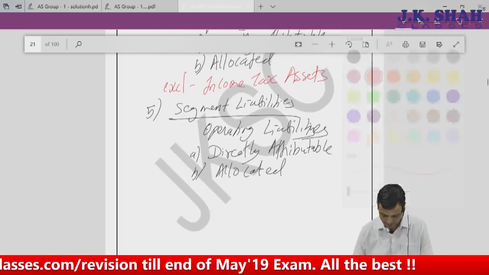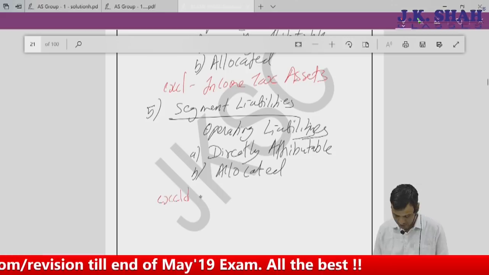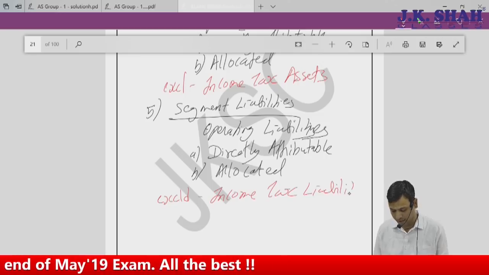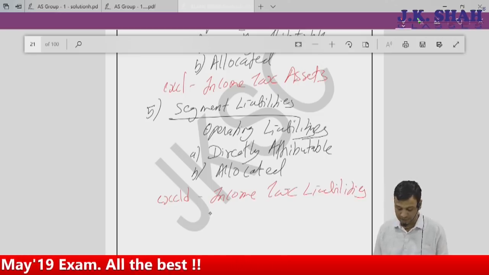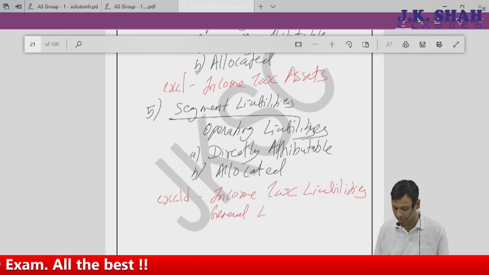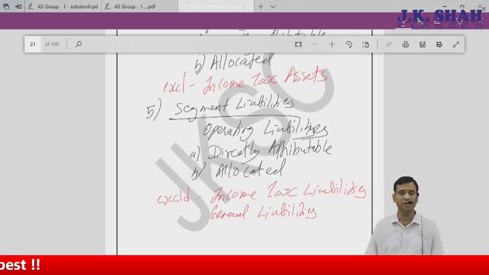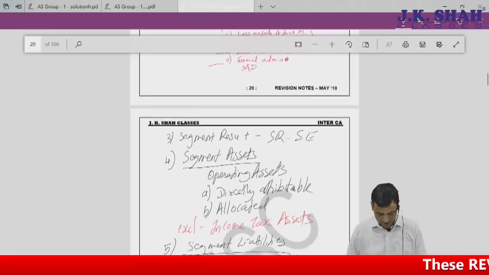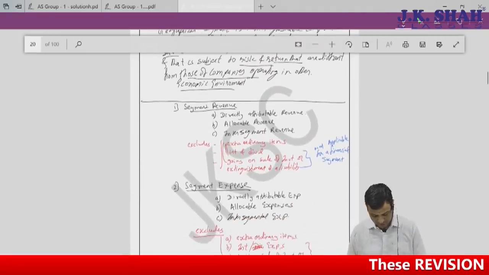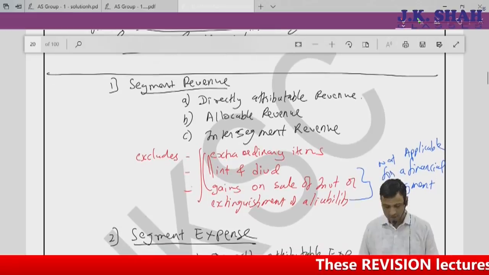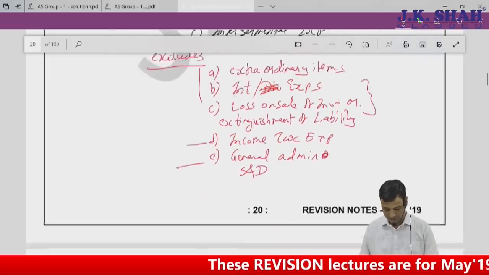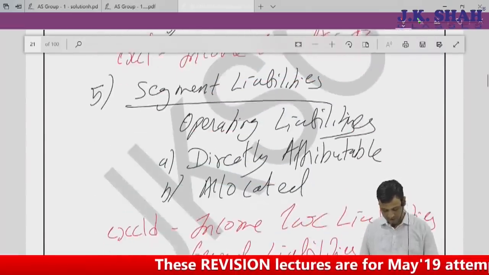Again, the point to remember here is it excludes income tax liabilities. Segment expense also excluded income tax expense. So income tax liabilities or general liabilities. Now what can be your general liabilities? A loan taken which is generalized in nature, cannot be earmarked on any of these segments. So this is all about segment assets, segment results, segment expense, segment revenue. These 5 areas are to be discussed because presentation is to be done for them: segment revenue, segment expense, segment results, segment asset, and segment liabilities.